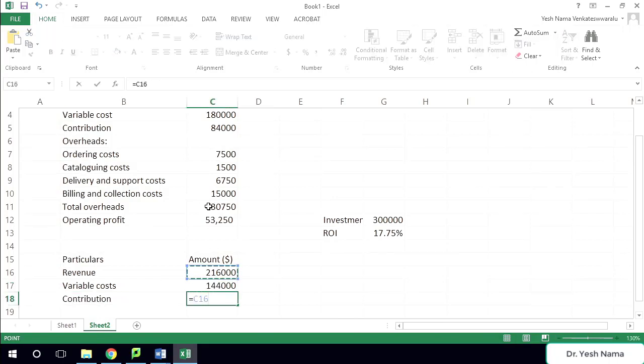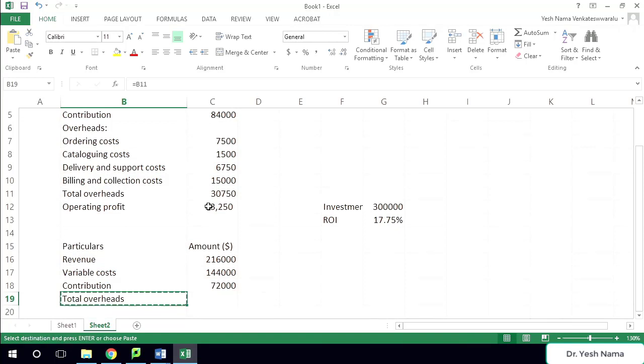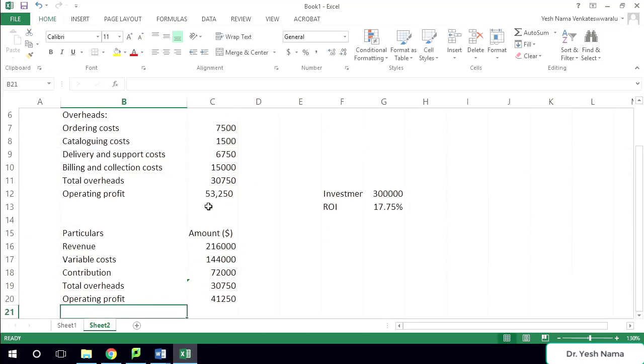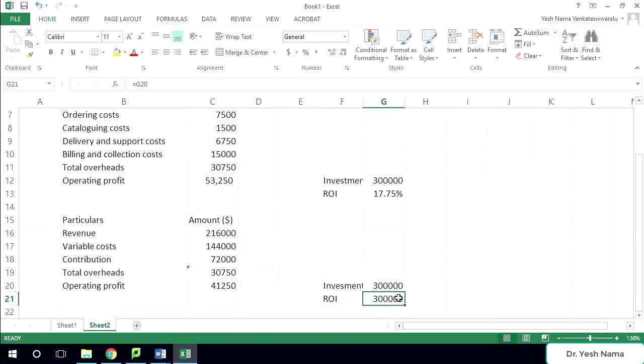Contribution is the selling price, sales minus variable cost: 72,000 is the contribution. Overheads. Operating profit is equal to contribution minus overheads: 41,250. This is the profit. Investment is still the same. ROI, return on investment, is equal to profit upon investment times 100. 13.75% is the return on investment.